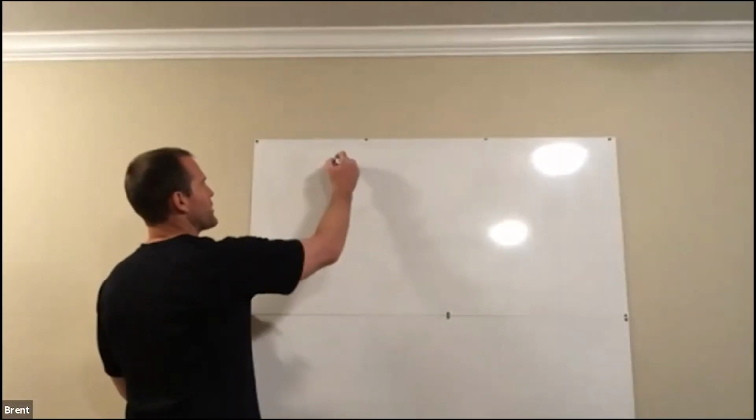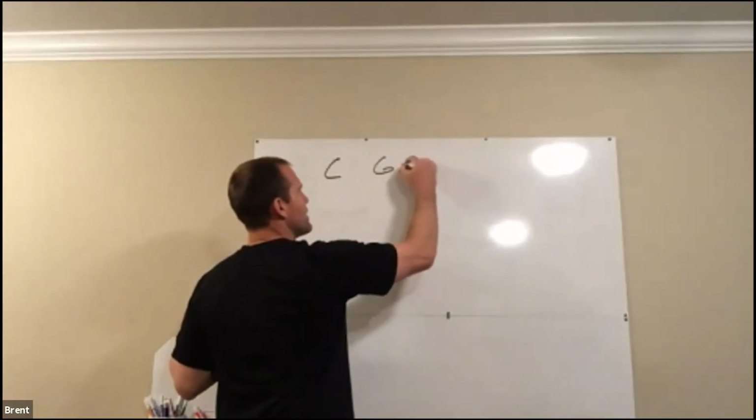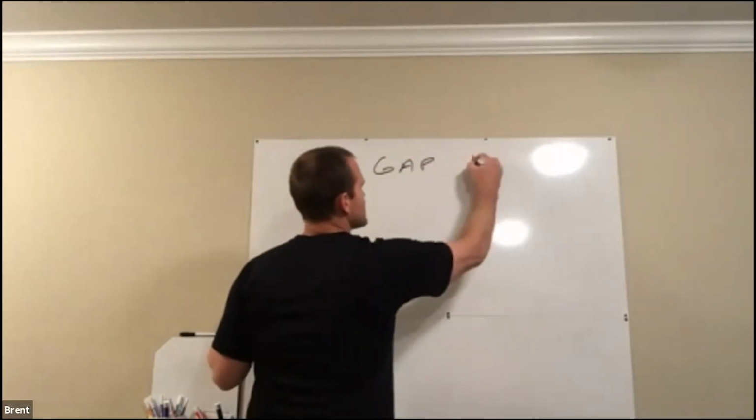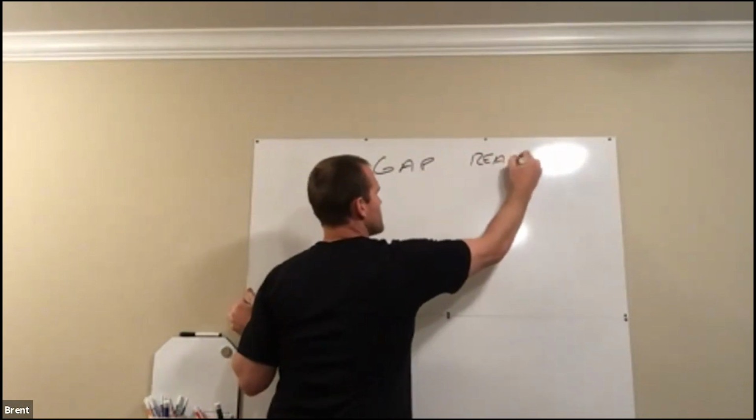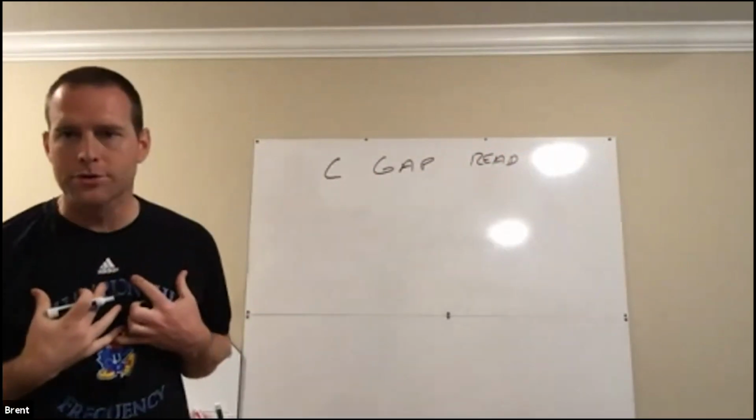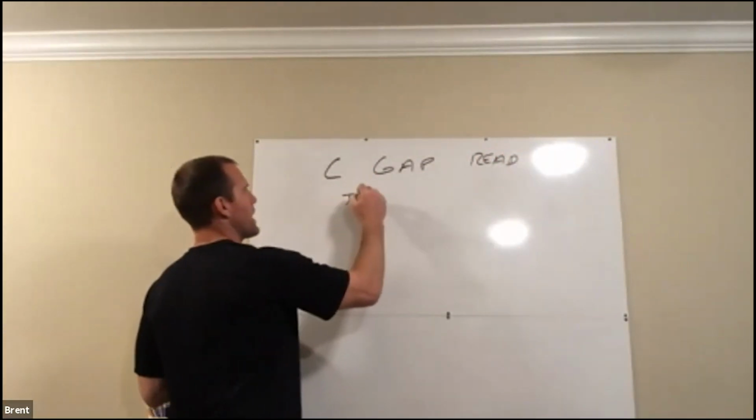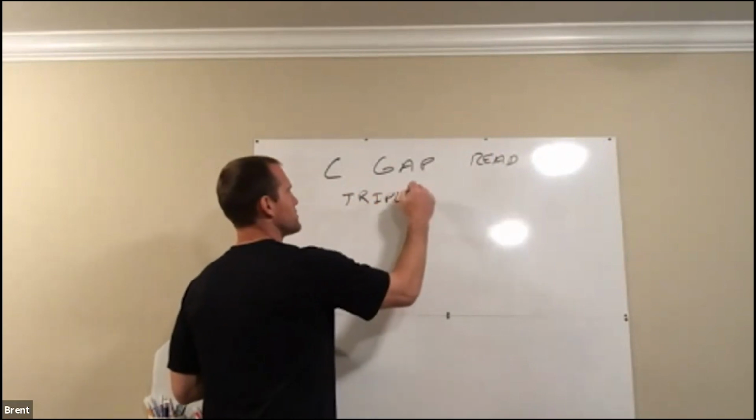Our first thing that we talk about is C gap. If I have a C gap read, it means triple option to my quarterback. So C gap equals triple option.